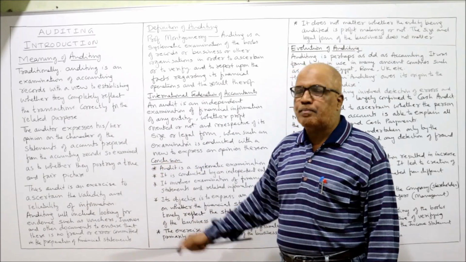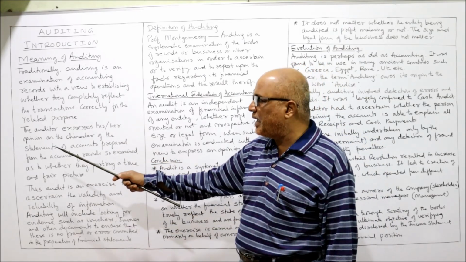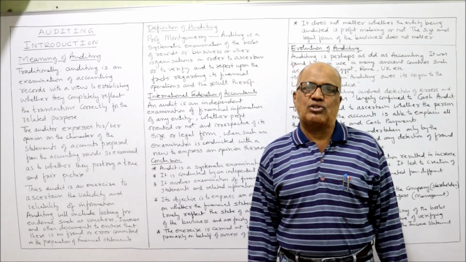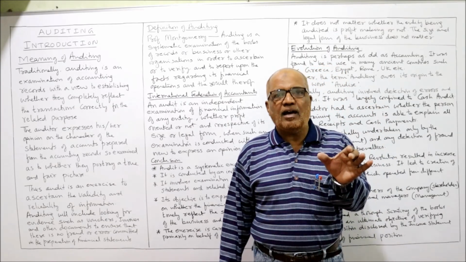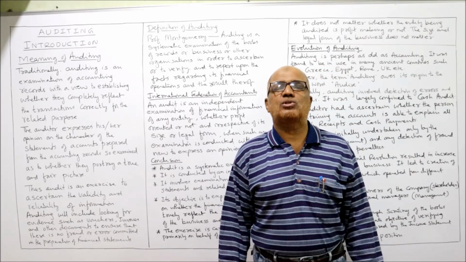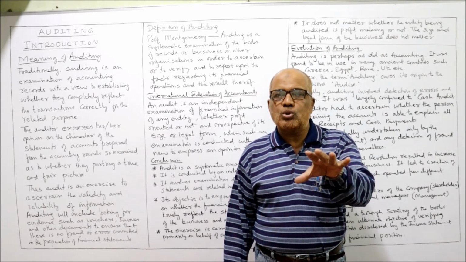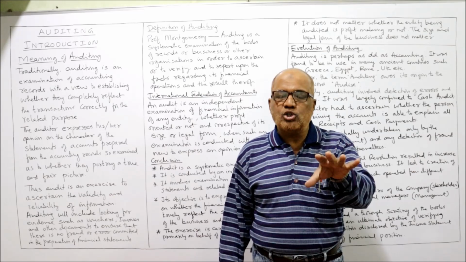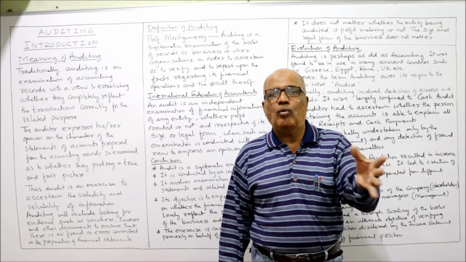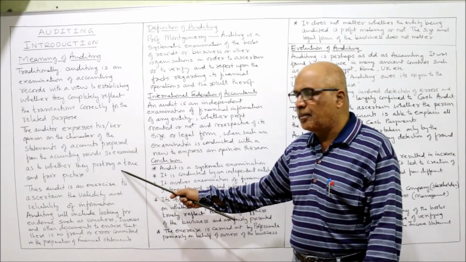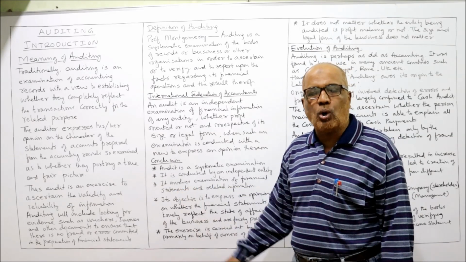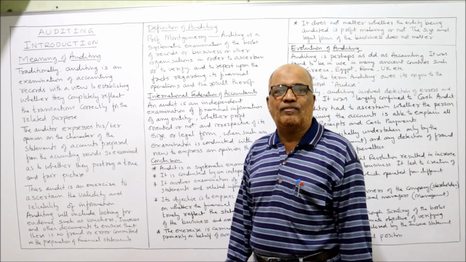Then the auditor expresses his or her opinion on the character of the statements. After checking the accounts, the auditor has to express an opinion on whether the accounts portray a true and fair view of the state of affairs of the business. It should show the correct picture of the accounts.